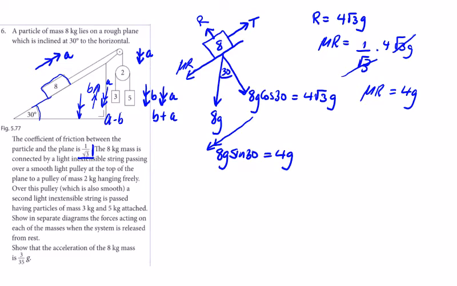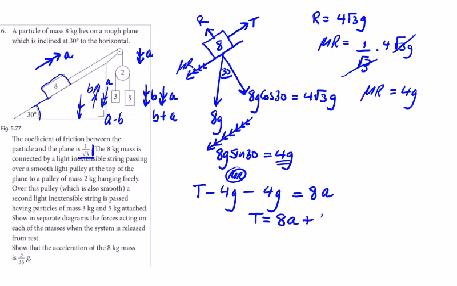So it's moving up, so I can say that T minus, we have this guy here going down in this direction, and we have the mu R. So T minus mu R, which is 4G, minus my other 4G, this guy here, is equal to M, which is 8 times A, which we called A. So we could say T is equal to 8A plus 8G is a bit tidier.